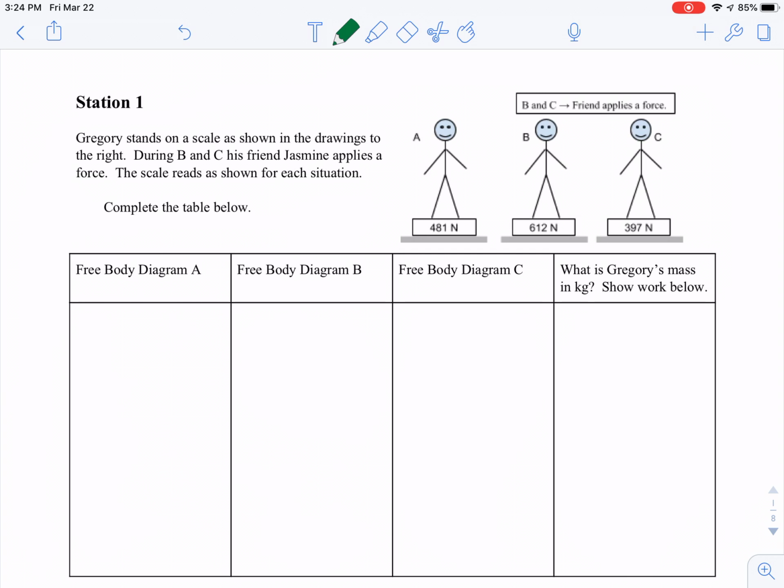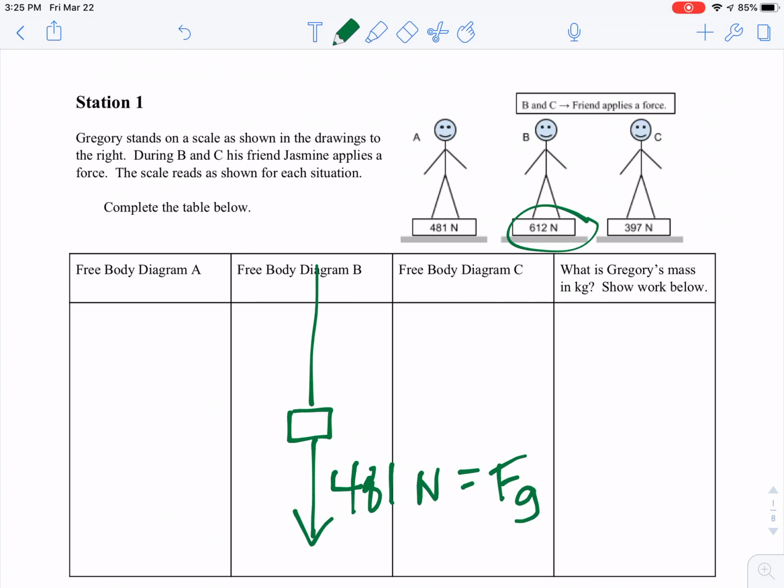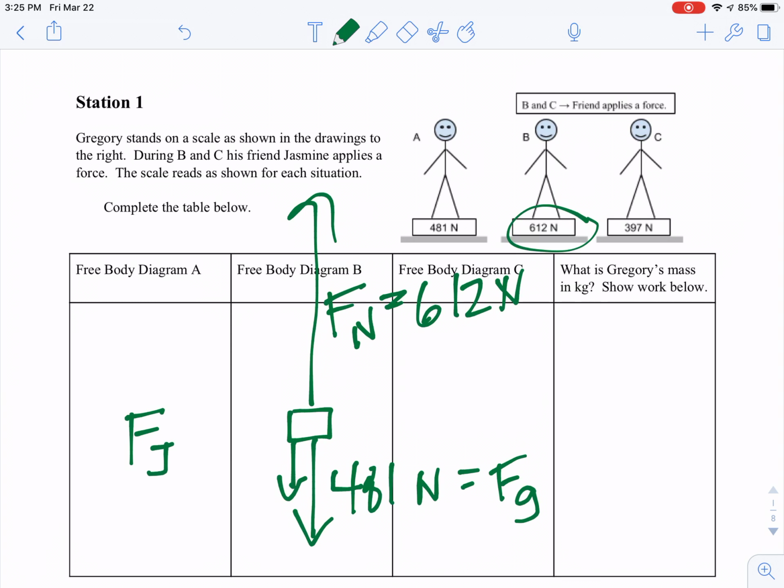Okay, now what we know about Gregory is that his weight is 481 newtons. And I'm going to write FG. So that's FG. We also know that the scale is reading 612, so his normal force right now is 612, which means Jasmine must have pushed down on him. And that means force of Jasmine, which I'm going to write as FJ, is pointing down. And that's going to be equal to whatever 612 minus 481 is.